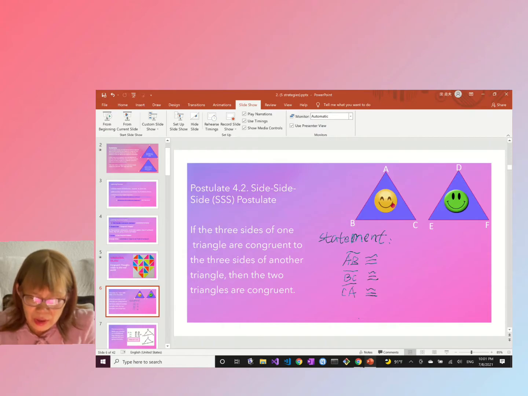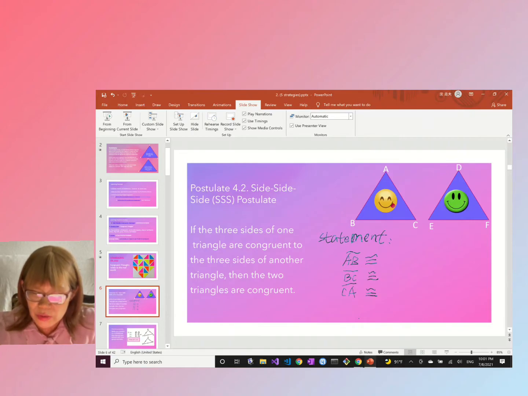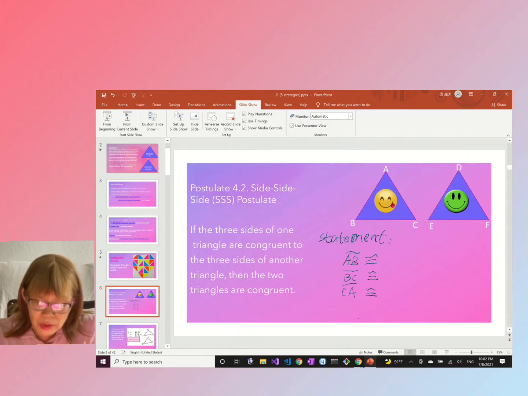Can you tell me this triangle's side AB is congruent to which side of this triangle? Do you think it is EF or DE? You remember from the last lesson, we have to find the sides respectively, okay? In this triangle you use AB, and in the other one you have to use DE respectively, okay?